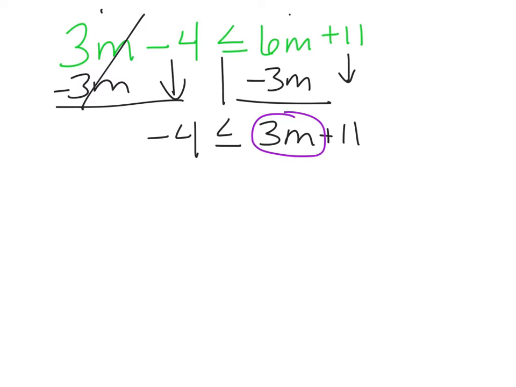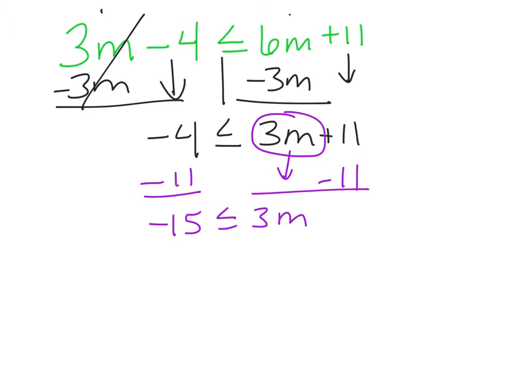Okay, here's the variable I want to solve for. That means I got to get rid of the 11 by subtracting 11. Now, -4 minus 11 is actually -15. Bring down your inequality and then bring down your 3m. Now at this point in time, I want to get m by itself. So it's 3 times m, therefore I'm going to divide both sides by 3. And 3's cancel out, and I get m is greater than or equal to -5.